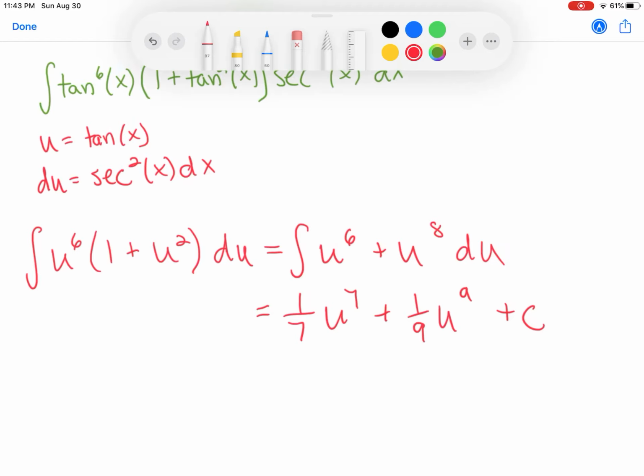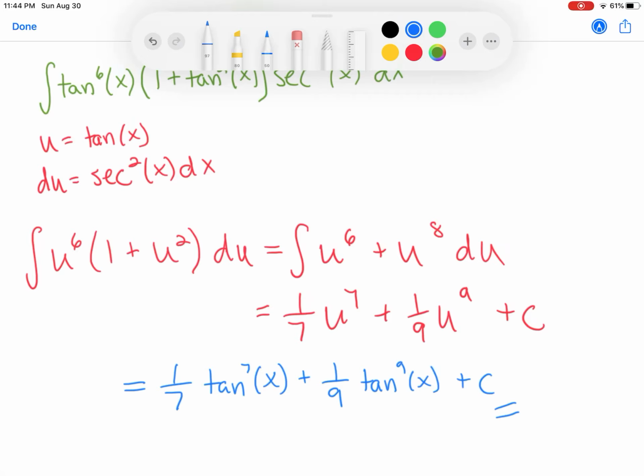Are we done yet? Can we leave it like this? No, we can't. So if we started with x, we have to end in x. We can't leave it in u. So therefore, let's finalize this. Let's go ahead and rewrite what u is. So we're going to have 1/7. What was u? U is tangent x, right? So we have 1/7 tangent x raised to the 7th, plus 1/9 tangent to the 9th plus c.